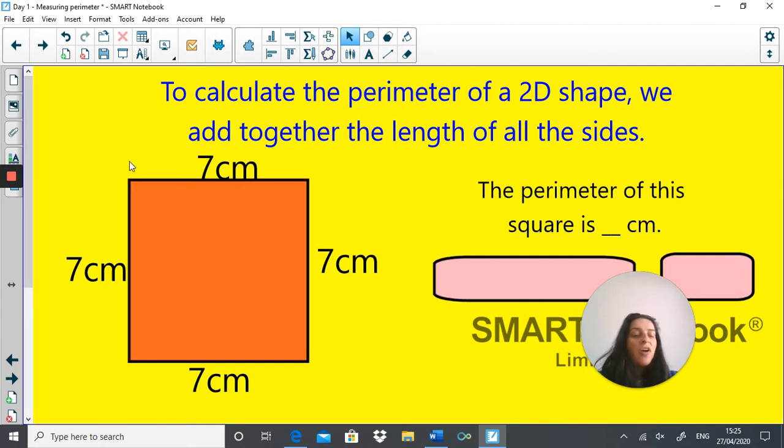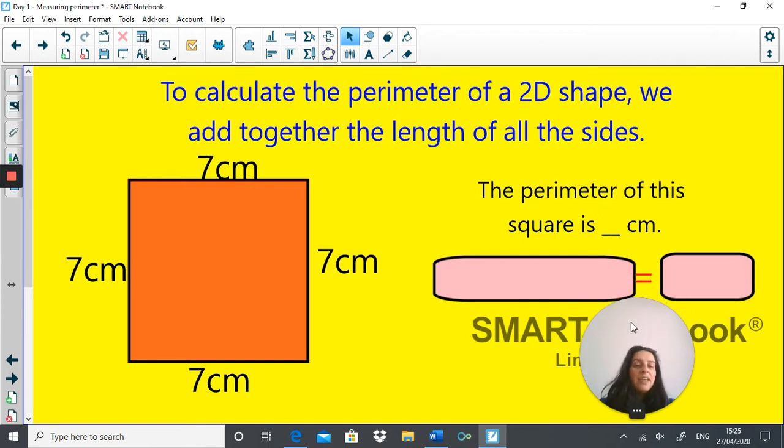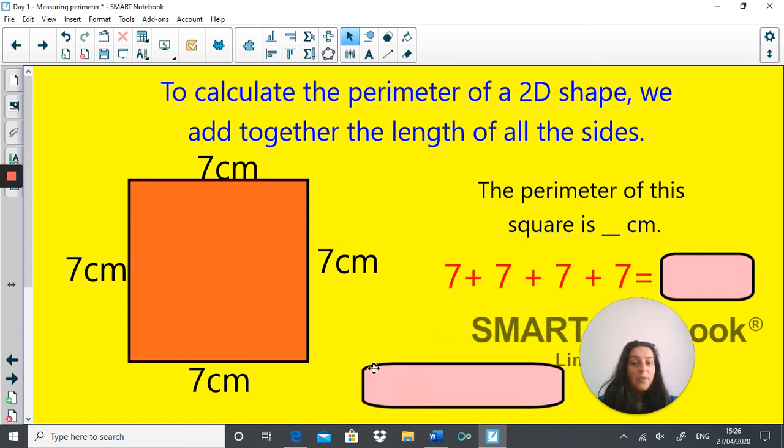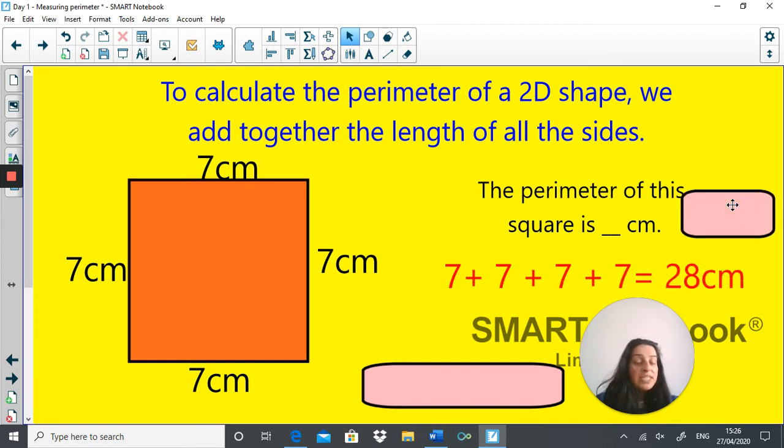Now, I want you to try and remember what it is we add together in order to get the perimeter of this shape. Pause the video, have a think, and I'll let you know what the answers are in a short while. Good luck. So, to work out the perimeter, we have to add all four sides together. 7 plus 7 plus 7 plus 7. And the answer is 28 centimetres also. Well done for those of you who were able to do it.